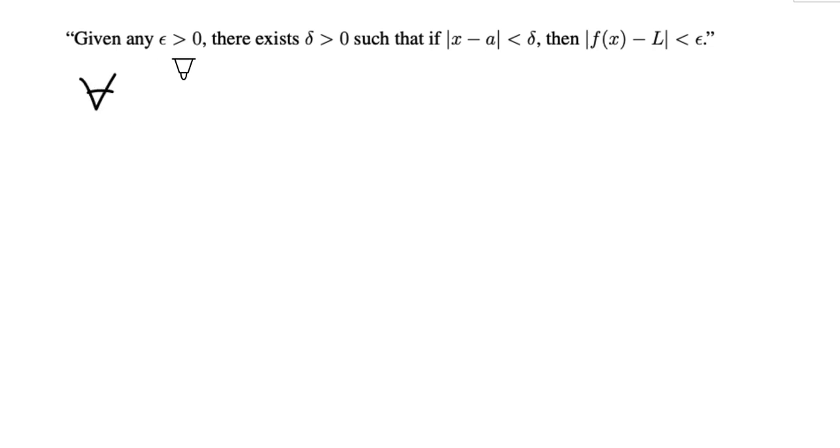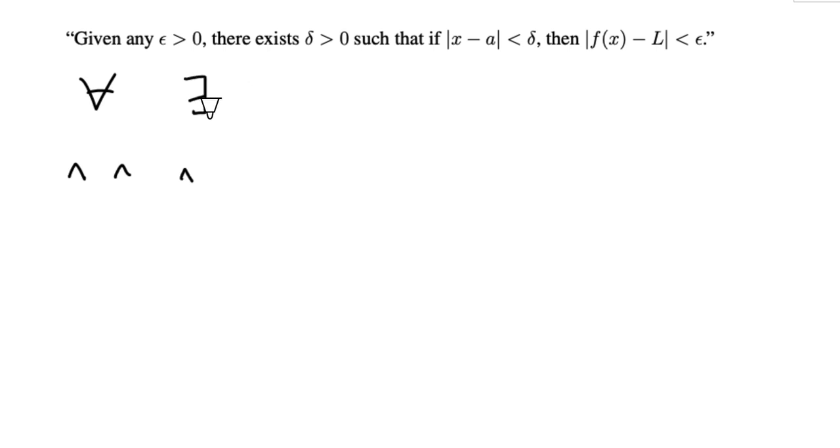Let's take a look at how we can write a statement like this one in terms of the symbols for all and exists. You can think of this statement as a lot of logical ands: this and this and this and so forth, are true at the same time.